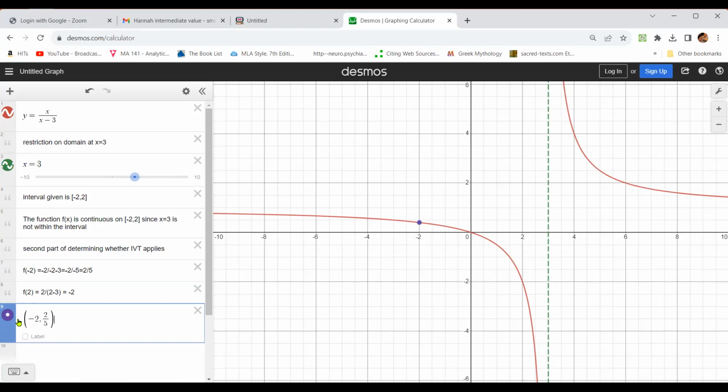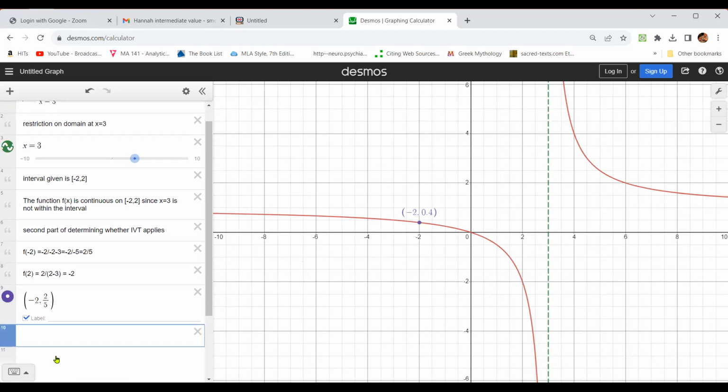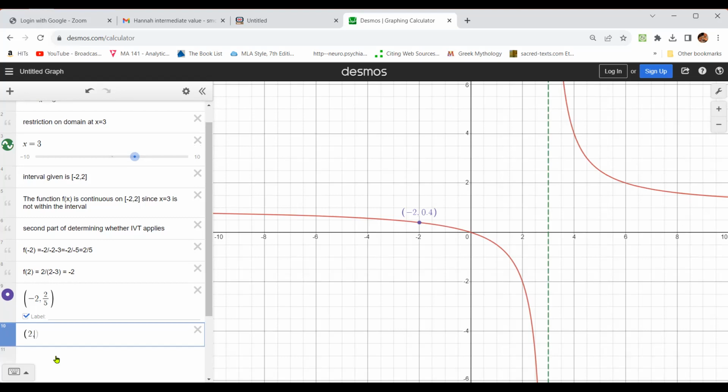And I'm going to go ahead and label that point right there. They made it a decimal. That's the point in purple. And then we have another point, which is 2 and -2. So I'm going to plot the point 2 and -2, like so. Now this point is in black down here.